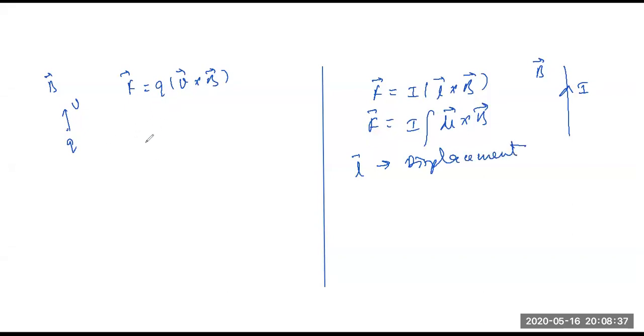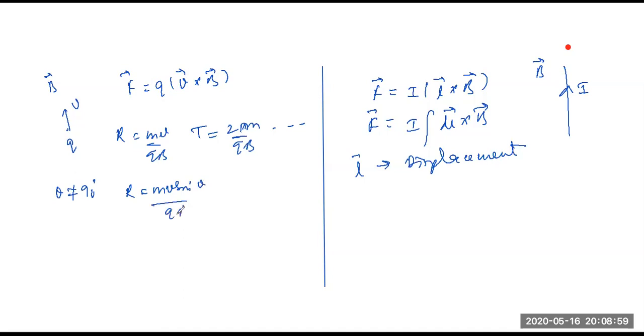Then when we proceeded further with this, we got R equal to mv by qB, and the time period 2 pi m divided by qB, and so on. Then if the angle between them is not 90 degrees, so theta is not 90 degrees, then in that case R was mv sin theta by qB. T was the same, but there was something we called pitch, which was v cos theta into the time period, which was 2 pi m divided by qB.